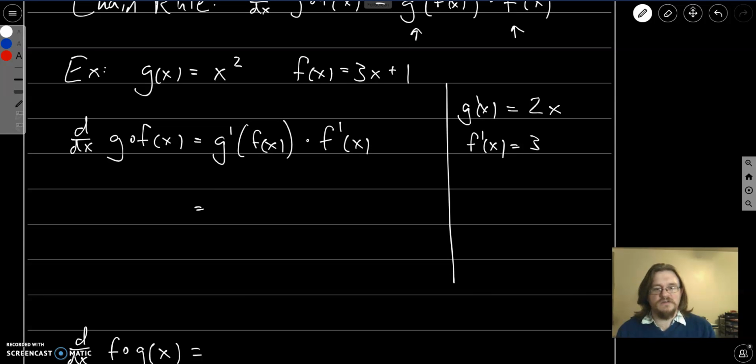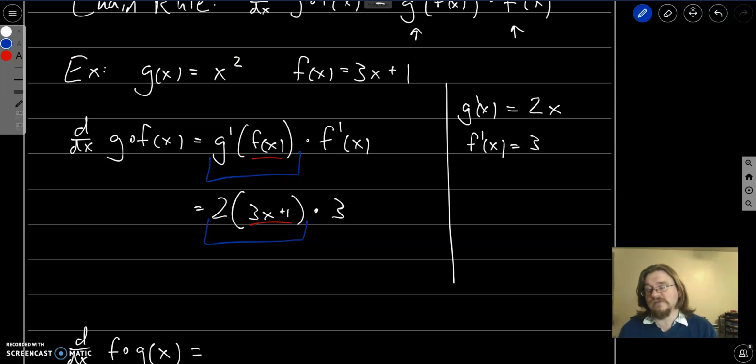So the derivative of g is going to be 2x. But I'm not plugging in an x, am I? I'm plugging in f of x. And then we're going to take everything times the derivative of f. So again, here is f of x, and I've plugged that in. The derivative of g is just going to be 2 times whatever we plug in. So if we plug in x, it's 2x. If we plug in 3x plus 1, it's 2 times 3x plus 1. And then out the back, we have the derivative of f again.